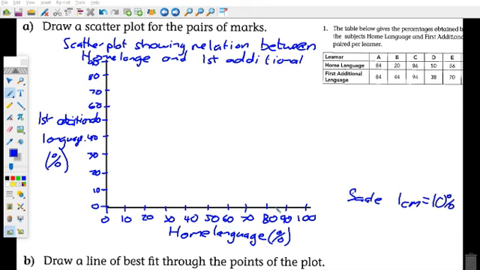So 84 is over here, between the 80, and then we're going to go up to 84. It's going to be somewhere there. Now we're going to use our ruler to find this. I'm doing this freehand. Next one, so this is A. Do you see there? That's point A. Next one, home language of 20, so here it is, and 44.